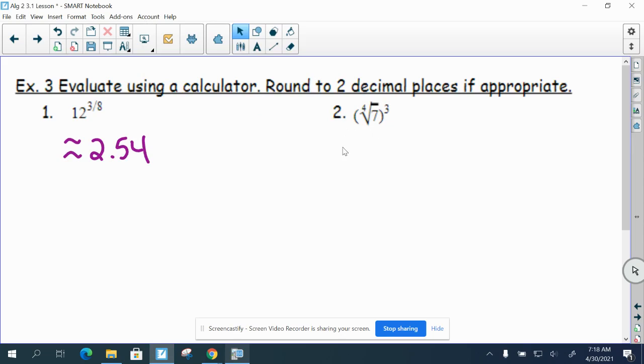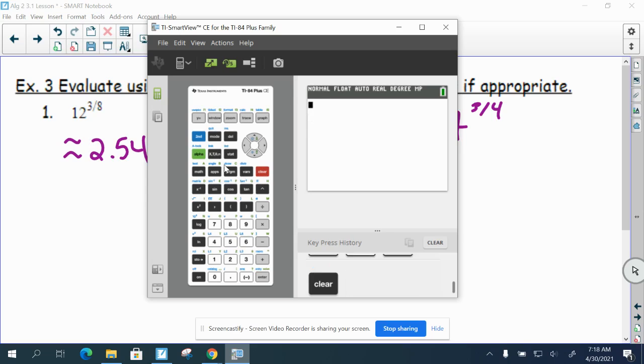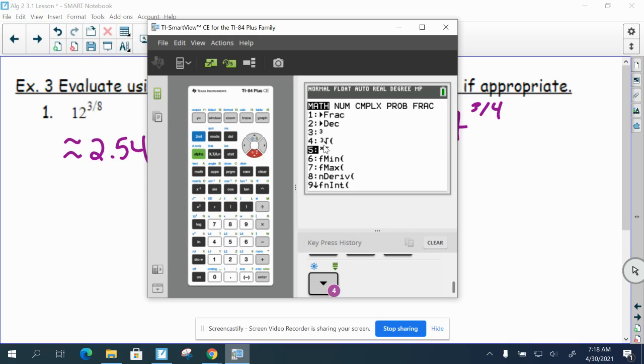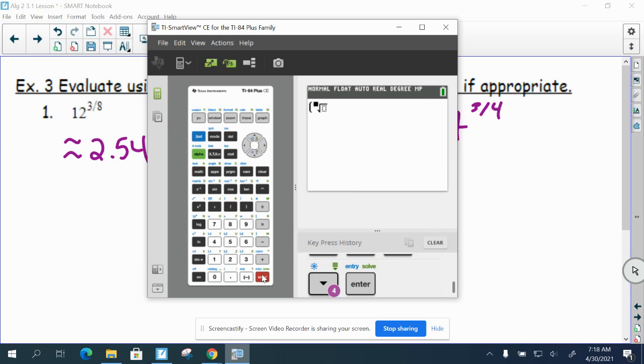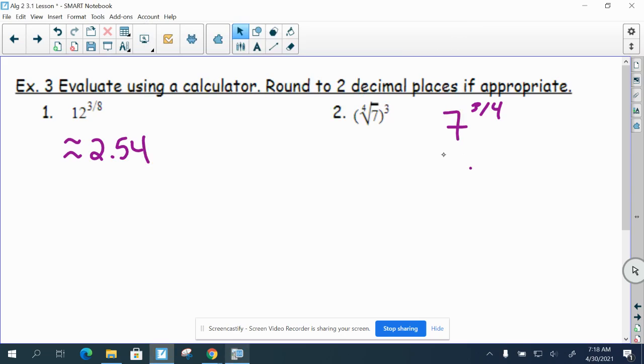Okay, now how do you write it like this? So there's two ways. You could rewrite it as a fractional exponent. So you could say 7 to the 3/4 and then do it like we did the other one. Or you could say parentheses math and then do the option number 5 and then put a 4 for the index, 7 for what goes in the square root symbol, and then to the third power. So that gives you 4.30.